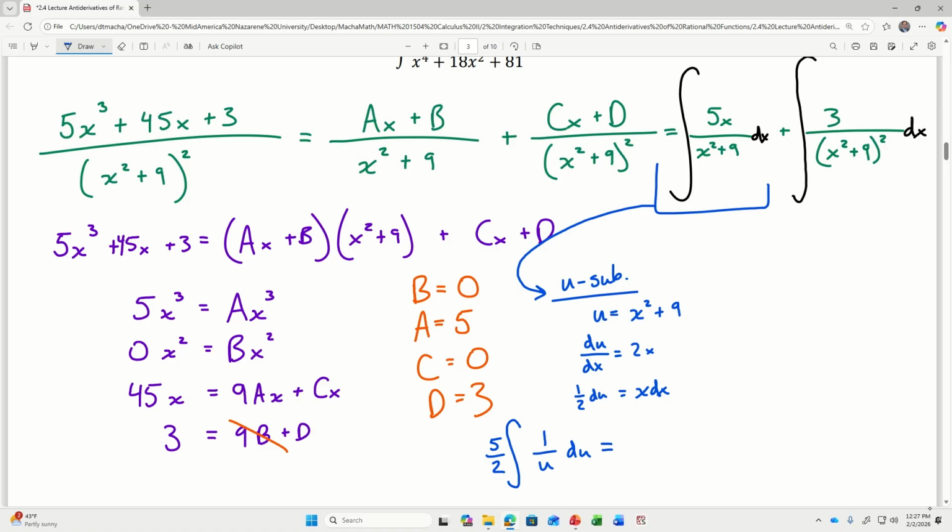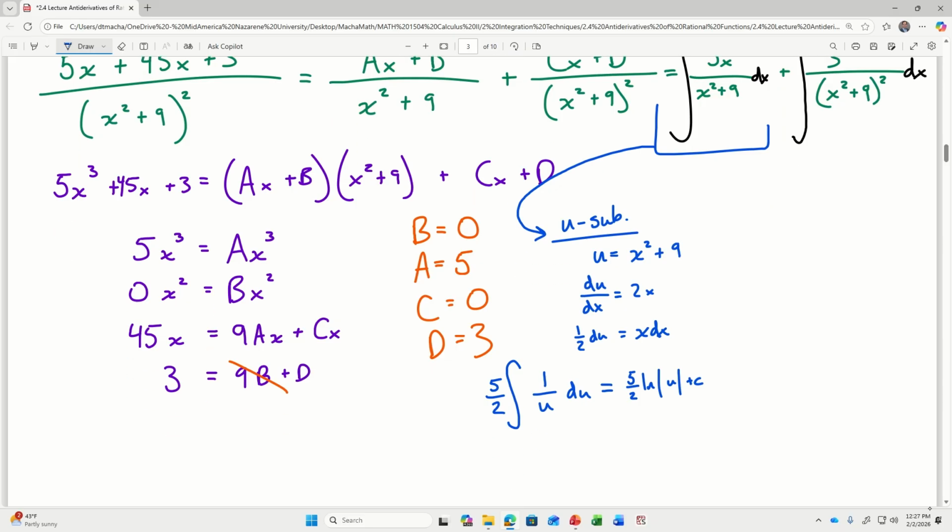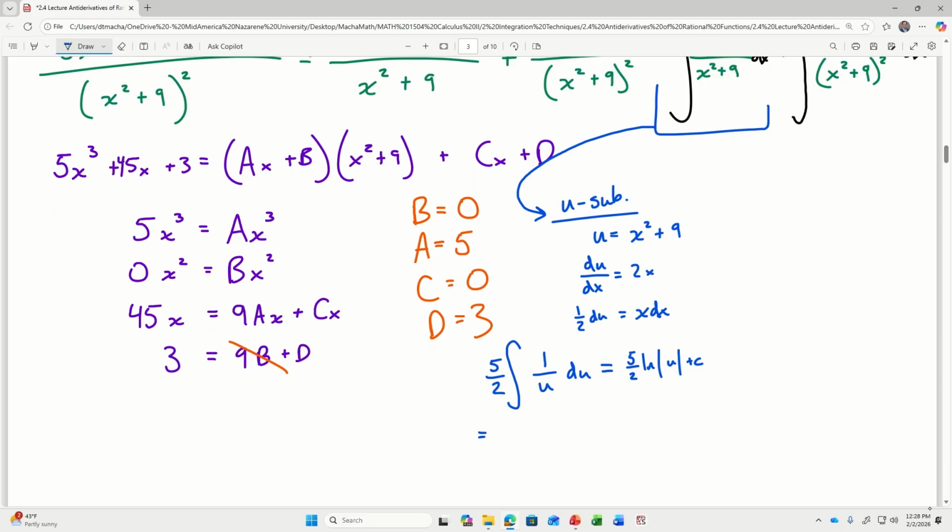What's the antiderivative of 1 divided by u? Natural log u. Very good. Natural log of u. And then the u is just x squared plus 9. And so this part is 5/2 natural log of absolute value x squared plus 9 plus c.